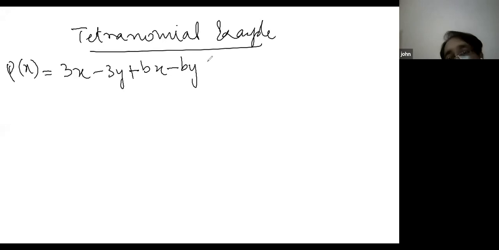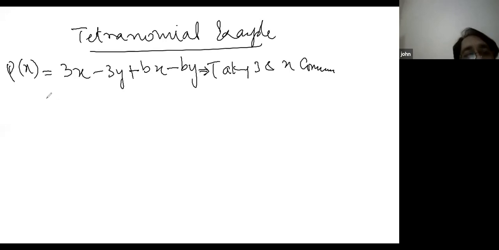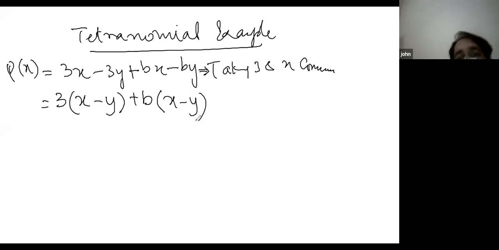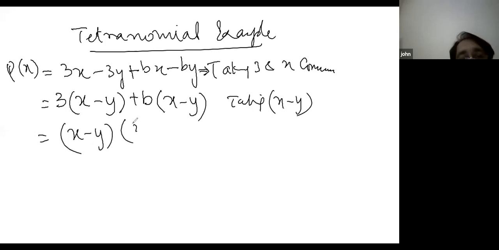So taking 3 and b common. Here we can take 3 common. It would be like this: 3 times x minus y. Then here we can take b as common, b times x minus y. Then taking x minus y as common, it could be like this: x minus y times 3 plus b.